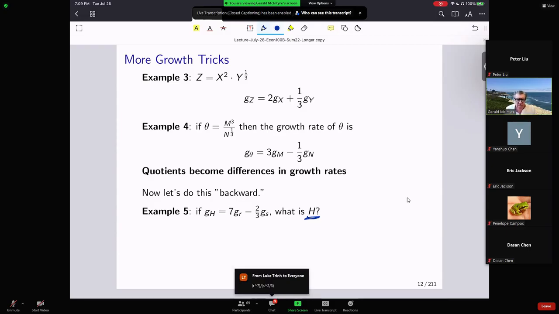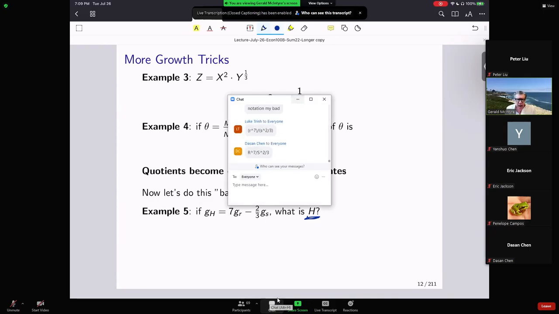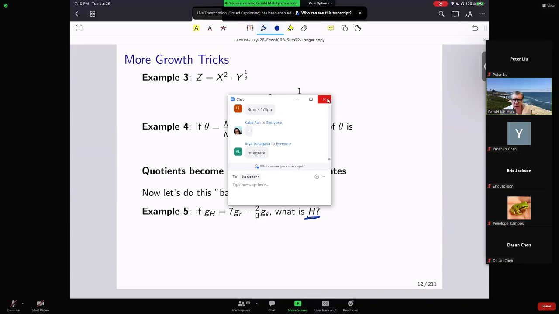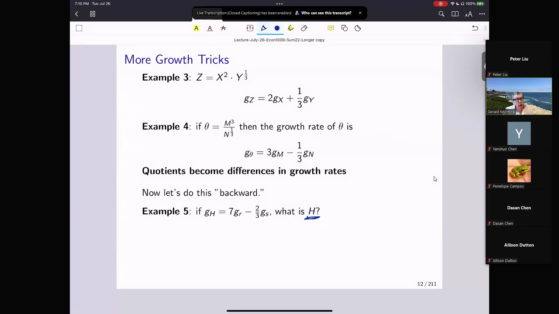Luke, let's see. Luke has an answer there. Luke has H is equal to small r to the 7th power divided by s to the 2/3. That is correct. Most of you who answered here got the right thing, except for Zakai, who got it right. Okay. Got to be careful for the notation, though.